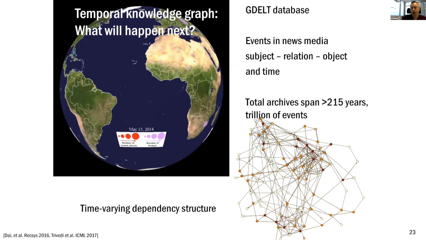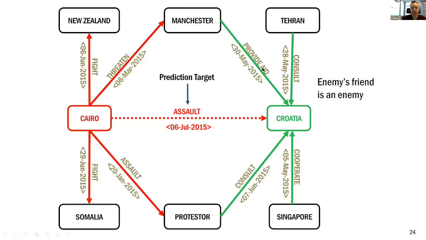I'll give you two examples where these graph neural nets are making much more accurate predictions compared to other models. The first example is this one. The dashed line here is some target event you want to predict. There's some news during 2015 saying that some people from Croatia are being attacked by people in Cairo. And the graph neural net is conditioning on, leveraging the graph structure before these time points. You see all these solid nodes and edges happened before this prediction, such as this threatening relationship, providing aid, and then consulting for help and cooperation types of nodes, right? The red edges are generally adversarial or negative relationships, and the green ones are positive relationships.